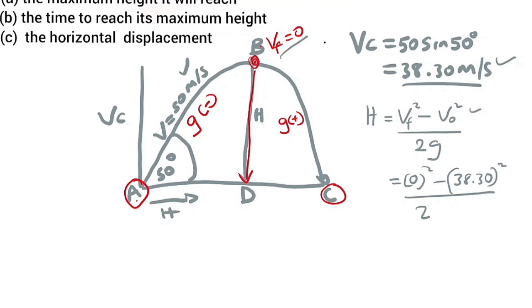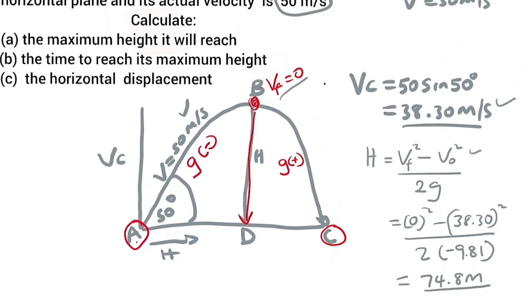2 times, because it's a maximum height from A to B, that means this object was against gravity, we'll use negative 9.81. Then it's gonna give us the maximum height to be 74.8 meters. That means the maximum height that the object is gonna reach is 74.8 meters.